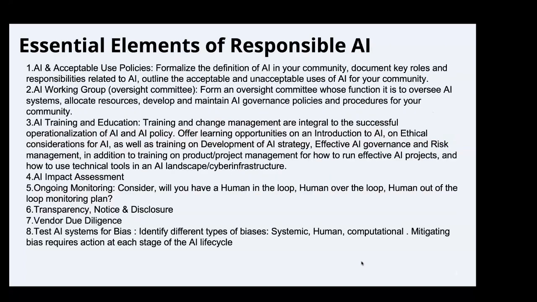Now I'll lead you through the core of the adoptable portion of the AI Bill of Rights and allow you to find some elements that might help you adopt a responsible AI strategy in your organization or project. Here you see the need for acceptable use policies, the need to establish an AI working group or oversight committee. Their job will be not just to oversee your AI systems, but to allocate resources, develop and maintain AI governance policies and procedures. You also need an AI training and education strategy.